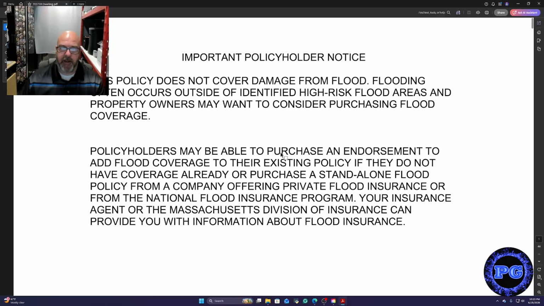So what's this here, right? It's just telling you policy holders may be able to purchase an endorsement to add flood coverage to their existing policy. So you can sometimes just add an endorsement. You say, you know what? I do want flood coverage. You can get an endorsement, or you can purchase a standalone flood policy from a private flood insurance company or the NFIP, the National Flood Insurance Program, right? So they're just giving you the options on what to do, right?